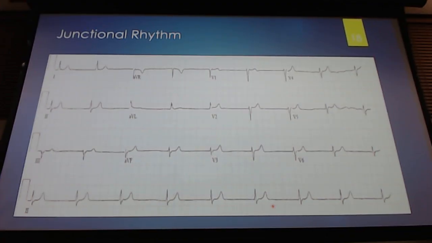So this is a junctional rhythm. It's not a junctional escape rhythm. This is an independent junctional rhythm because it didn't escape from a normal sinus rhythm, or at least not that we can see on our ECG. We know this is a junctional rhythm. Our rate here is 1, 2, 3, 4, 5, 6, 7, 8, 9. 9 times 6 is 54, so we've got that lower rate, right?